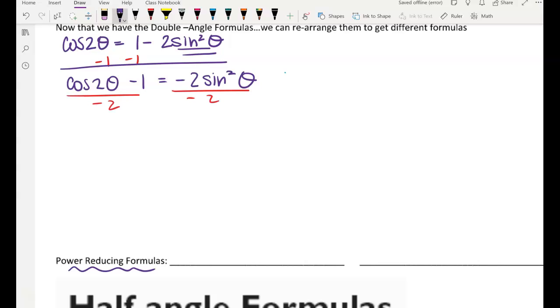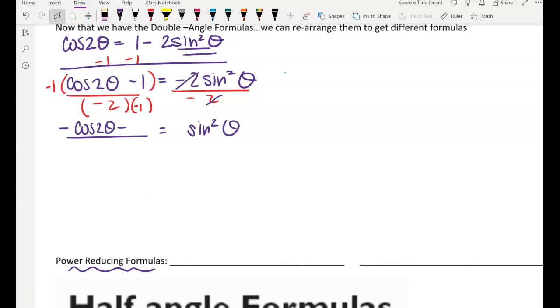Now, in math, when we want to look pretty, we normally don't like negative numbers in the denominator. So we can multiply top and bottom by a negative 1. With that, we now have sine square, and the numerator is now a negative cosine of 2 theta, and then this is a positive 1 because we multiplied the entire numerator by negative 1. Now we do have a positive 2 on the bottom, but we don't like that negative in the front, guys. So typically we want to write it as 1 minus. We're going to swap the numerator around, okay? So this is the power reducing formula for sine square.